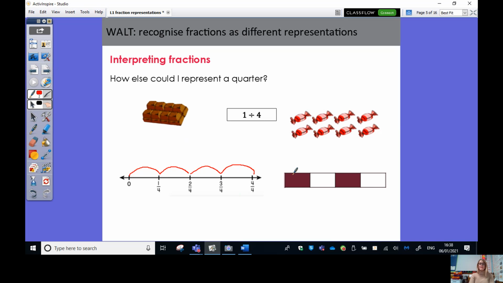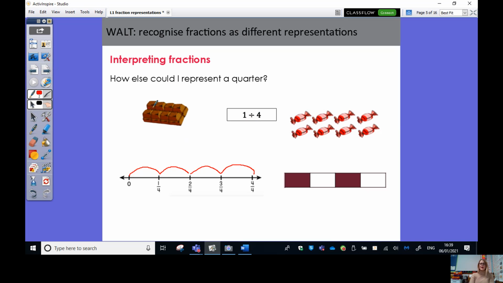Similarly with this shape here, so I have 1, 2, 3, 4. There are 4 parts, so I could use that to represent my quarter. However, at the moment, this has got 2 bits shaded in, so this would be showing 2 quarters. However, it is split into 4 equal parts. I can also show 1 quarter as 1 divided by 4, because it's 1 whole divided into 4 equal parts.